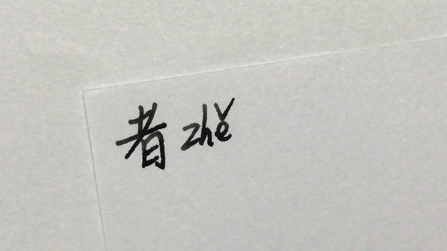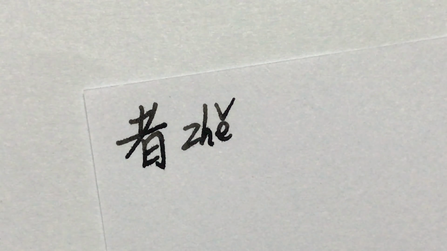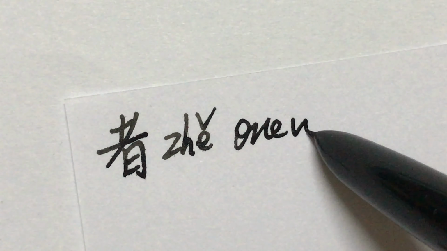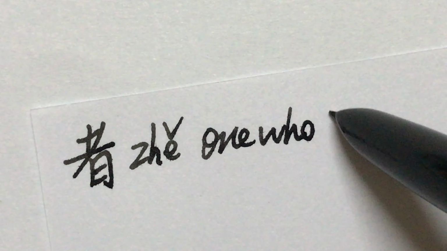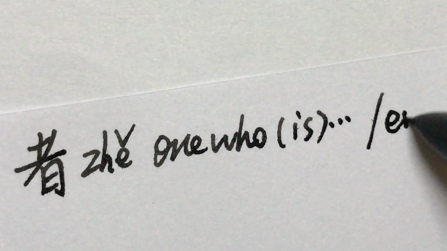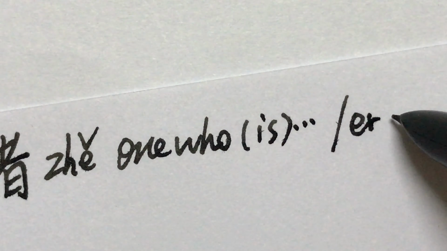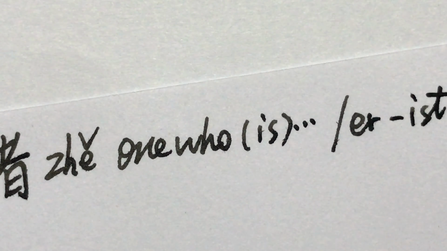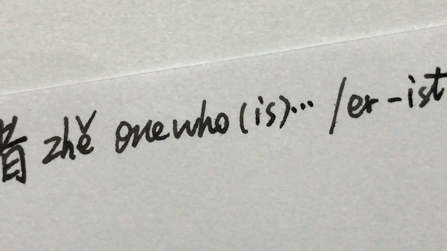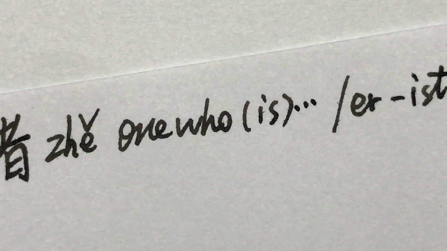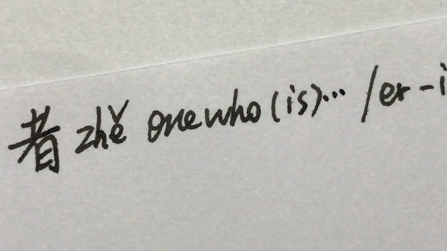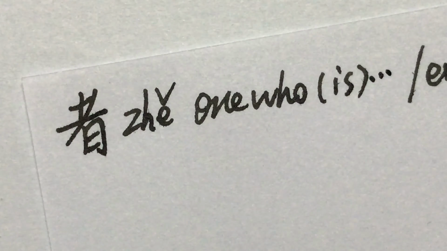It is usually used after a verb or adjective, and means one who is. Scientist, 科学家, or used after a number or whole, 前, to refer to something mentioned previously.